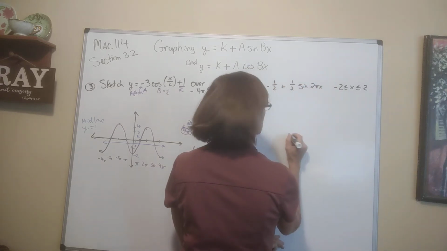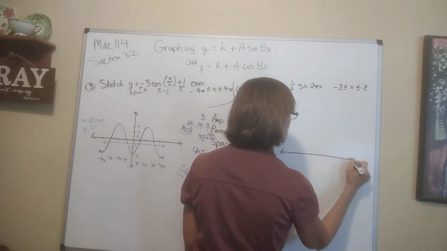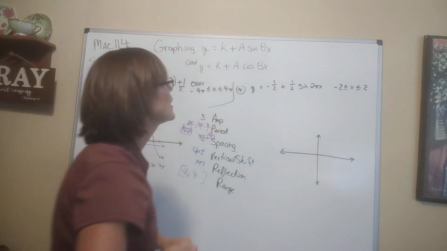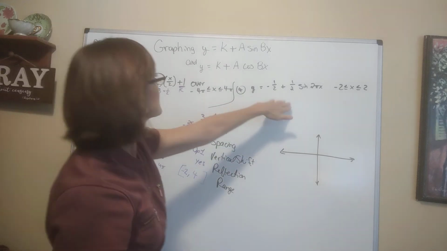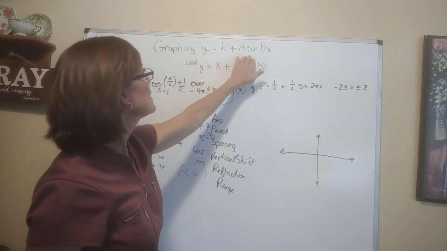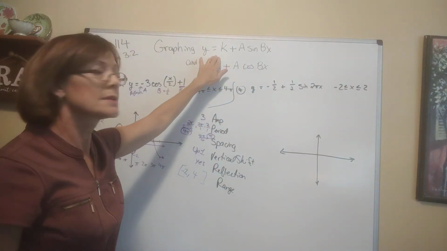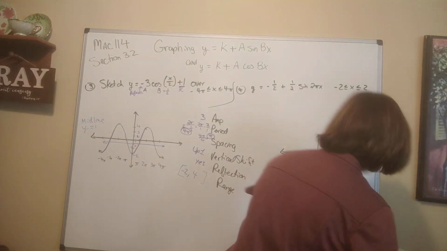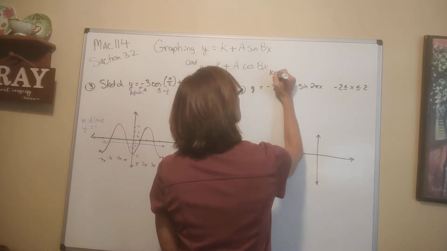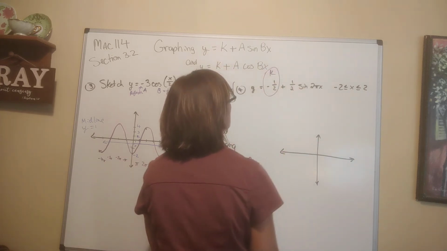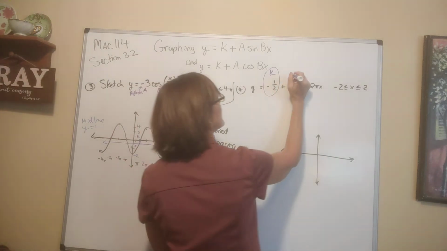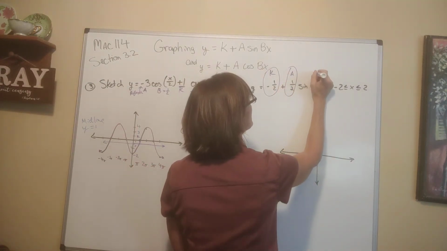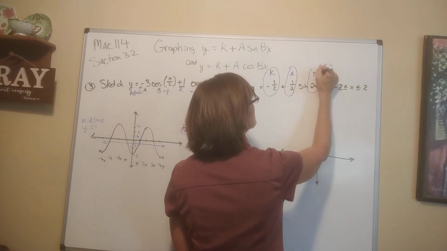And so let me draw my grid right here. And let's talk about what we've got going on here. All right, what do I see here? This looks very much like this right here. y equals k plus a sine of bx. So what is k equal to? k is -1/2. Okay, what is a equal to? a is +1/2. What does b equal to? b equals 2 pi.